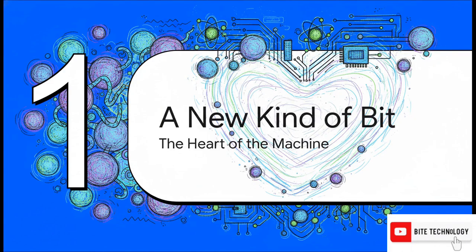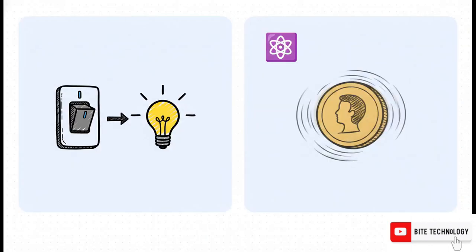Okay, so how on earth does that even work? Well, to get it, we've got to go right down to the basics, to the single most fundamental difference between the computer you're using right now and a quantum computer. And it all comes down to a brand new kind of bit. And what's wild is that this huge difference starts with something super simple.